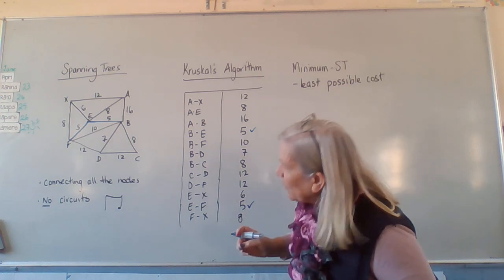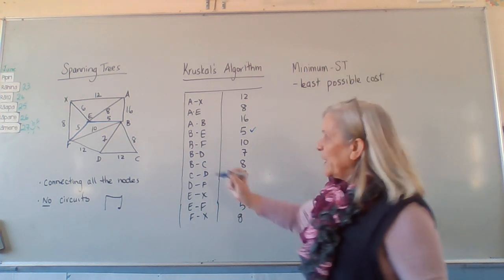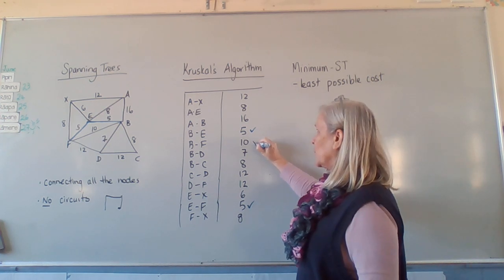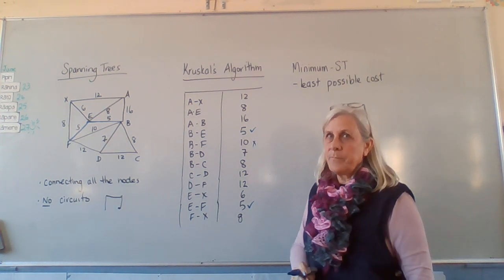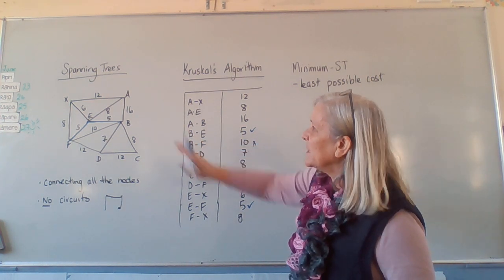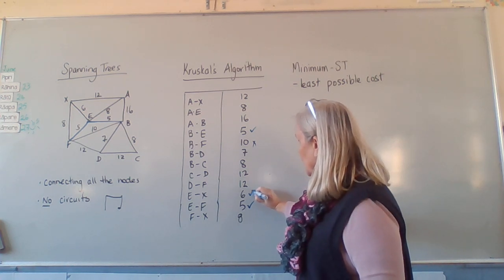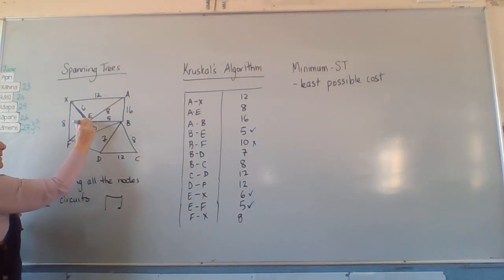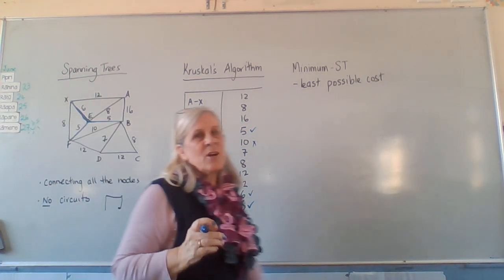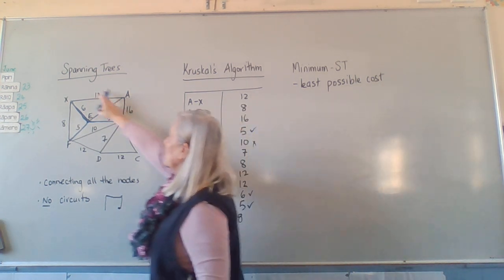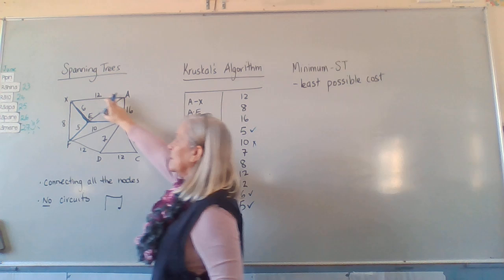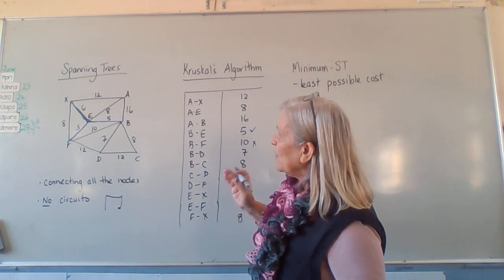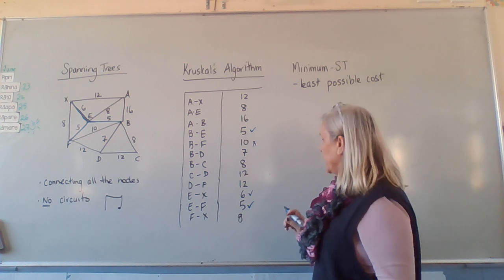I don't want to go backwards, so I don't ever want to colour in B to F, okay, because B to F makes a circle. So I'm not interested in that 10. The next one I'm interested in is 6, which is E to X. All right? I have now connected all of these ones here. I don't have to have the outsides. I haven't got A, but let's see what happens next.